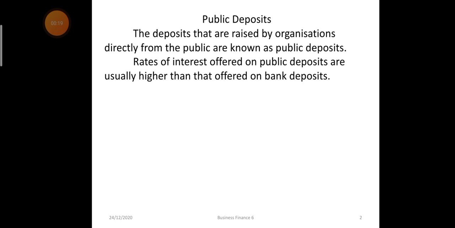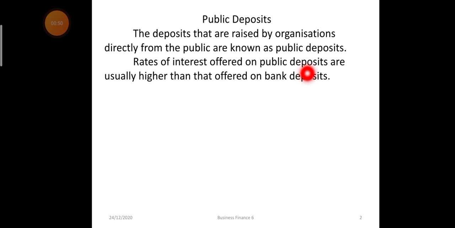Business organizations or companies can raise funds from the public directly, and this is known as public deposits. Generally it is a medium source of funds. It can be raised for a period of up to 3 years. And the rate of interest on public deposits is generally higher than the interest offered by bank deposits. That's why the public will be attracted.